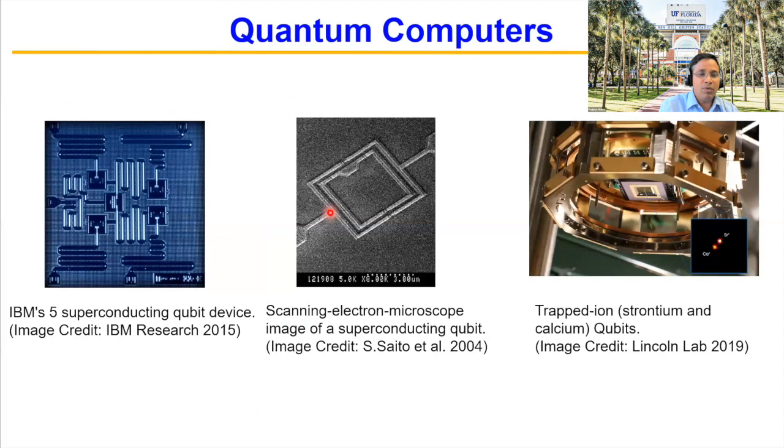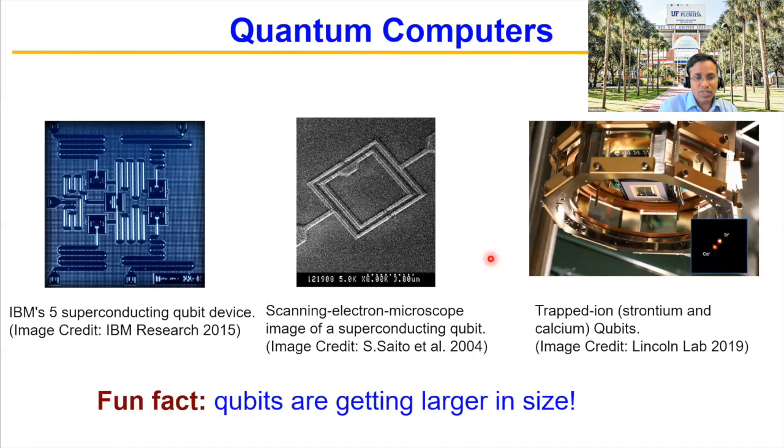So when you talk about quantum computers, there are different types of quantum computer based on technology, whether it's the superconducting qubit, for example, from IBM, and this is a microscopic picture of that, or whether that's a trapped ion kind of qubit. Depending on what we are looking at, it may look and feel different. But the interesting fact is qubits are getting larger in size.